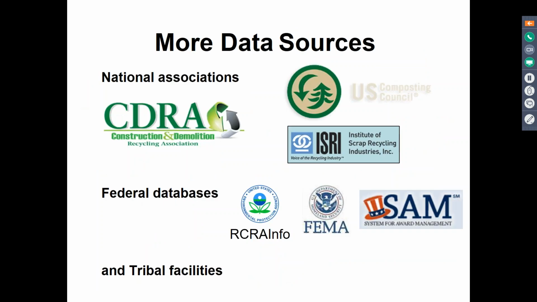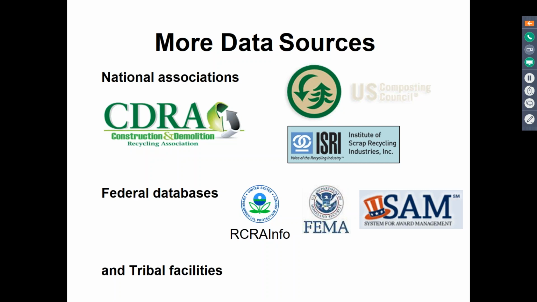We also pull information from national associations, federal databases, and tribal facilities. National associations maintain directories of their member facilities for composters, metal recyclers, and other different categories. Some examples include U.S. Compost Council, Construction Materials and Recycling Association, and Institute of Scrap Recycling Industries.